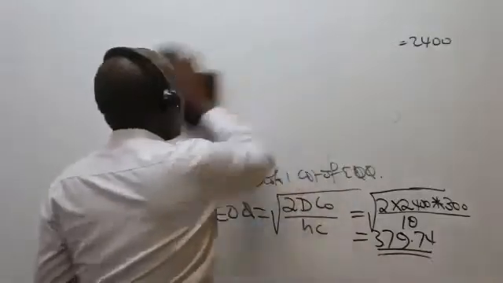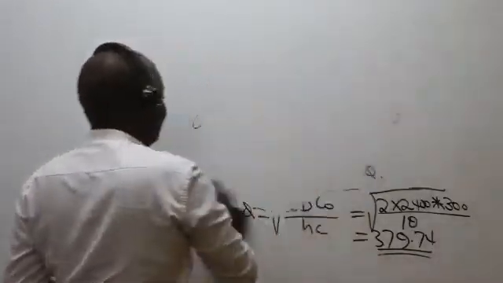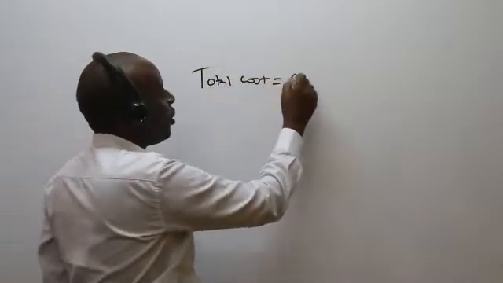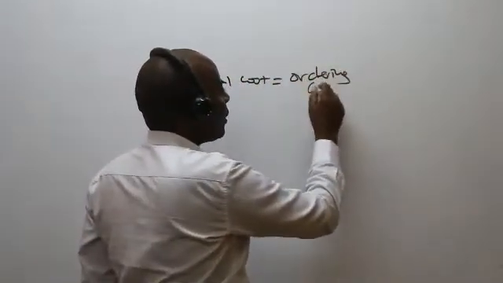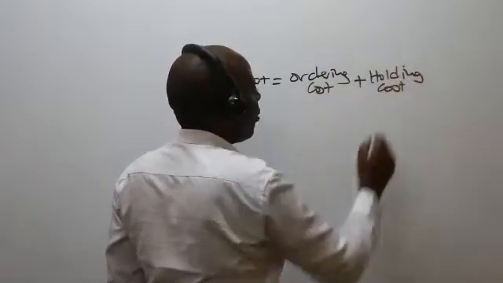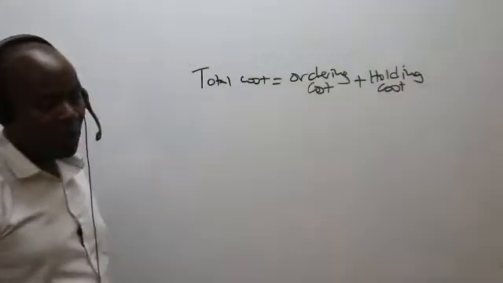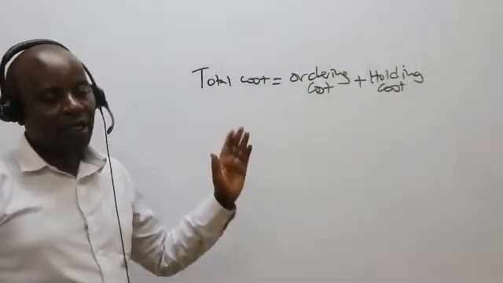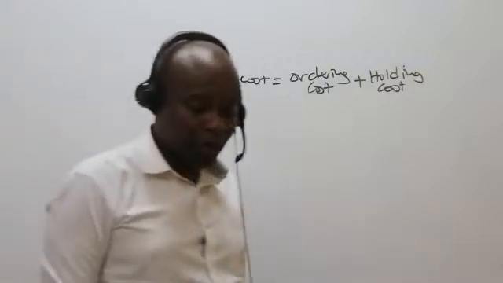How about the total cost of acquiring that quantity? So total cost, ladies and gentlemen, we know for EOQ purposes, the total cost should be equal to ordering cost plus holding cost. Total cost equals ordering cost plus holding cost.